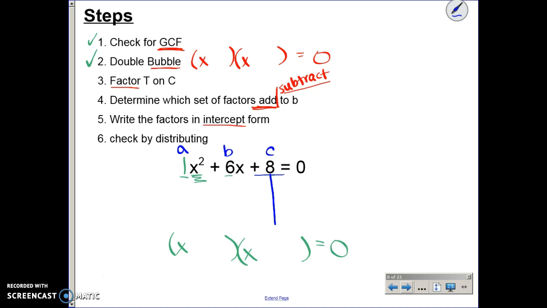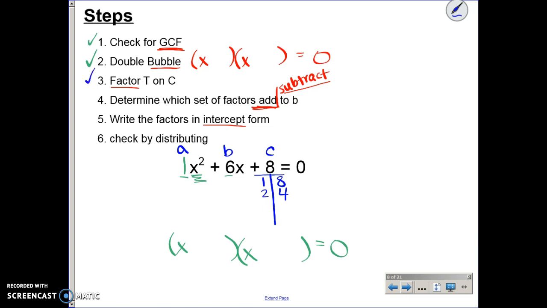Alright, well, my factors of 8, 1 times 8 is 8. 2 times 4 is 8. 3 doesn't work, and then I'm back at 4 again. So those are my only factors for 8. So step 3 is done.